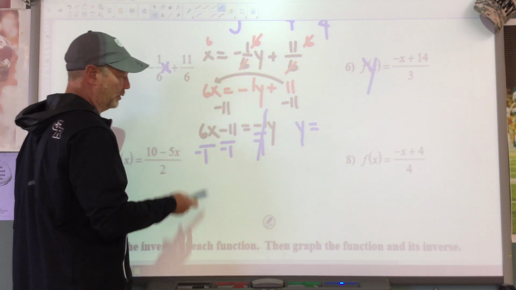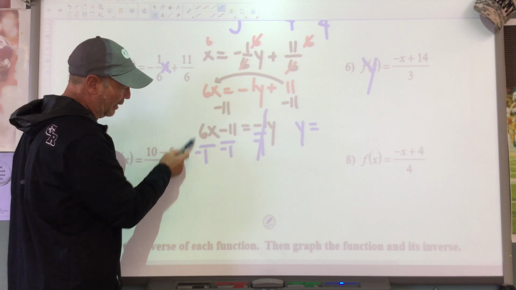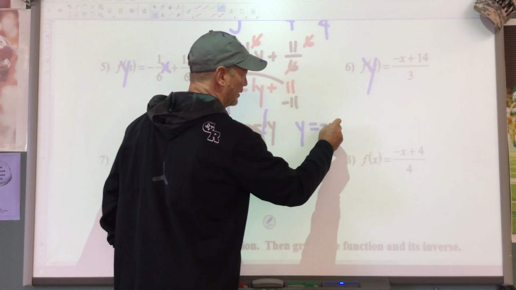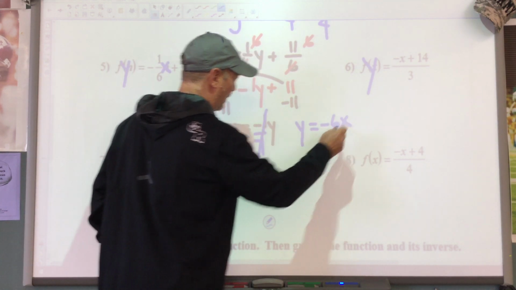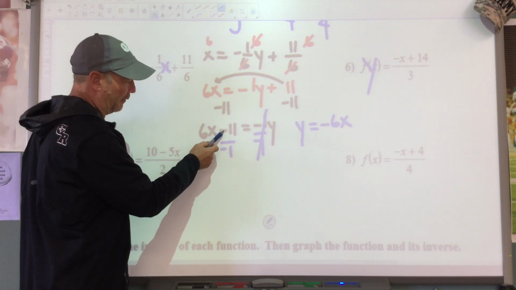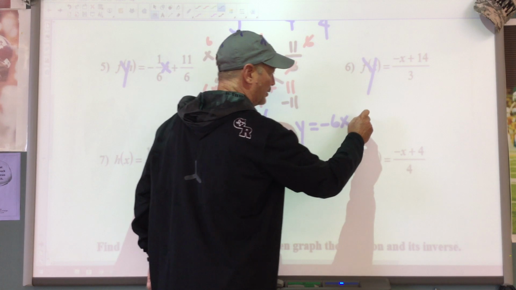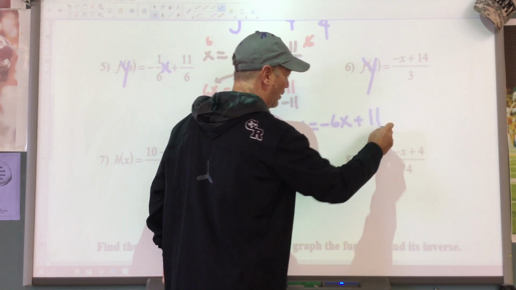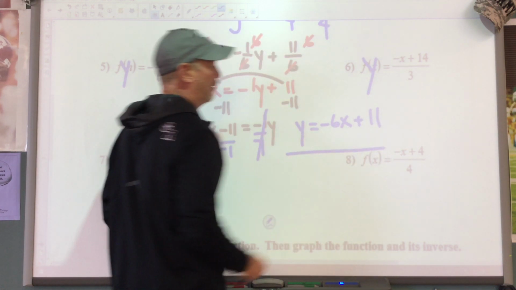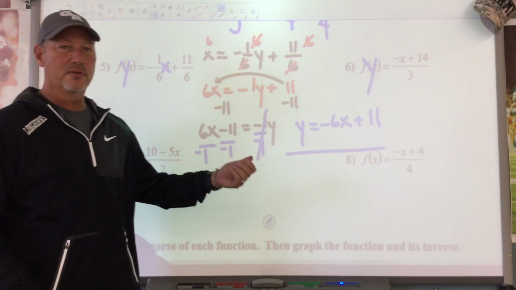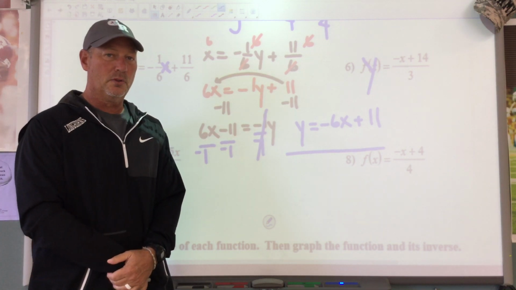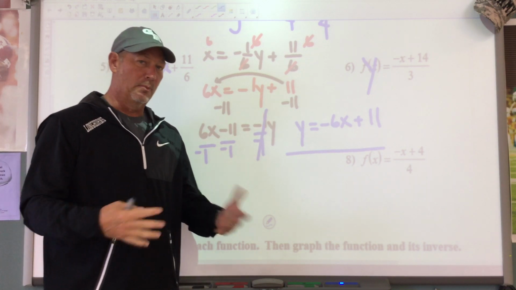y equals 6 divided by negative 1. That's going to give me a negative 6x. Negative 11 divided by negative 1, the negatives cancel, and you're left with a positive 11. That will be your final answer. That is the inverse function. Okay? Let's do a couple more examples.